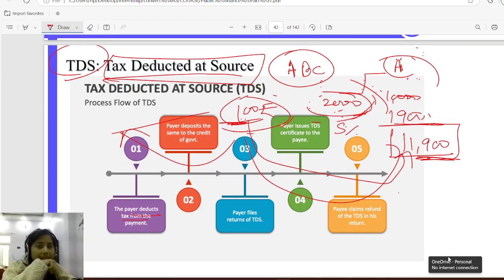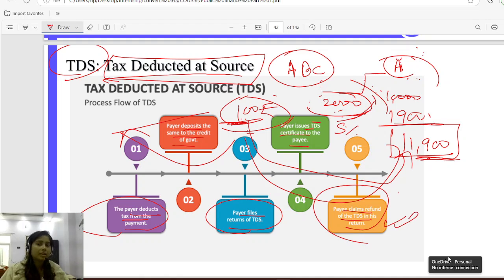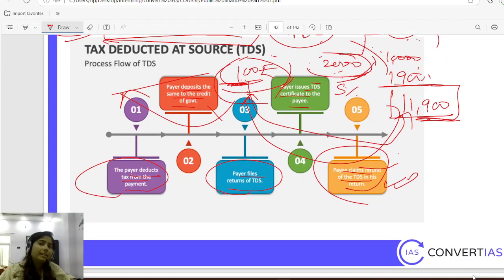The payer deducts the tax from the payment. Payer deposits the same to the credit of the government. Payer files the TDS return. Payer issues a TDS certificate to the payee. Payee claims a refund of TDS in his return. So with this TDS certificate, A will show the government that I have been paid this through my company and I want this refund, so they can get a refund, but only in the case when they are paying income tax.